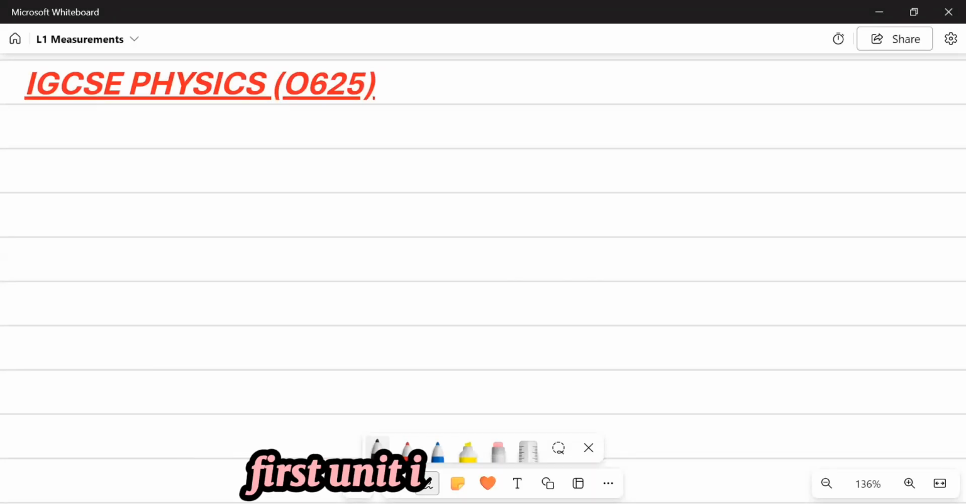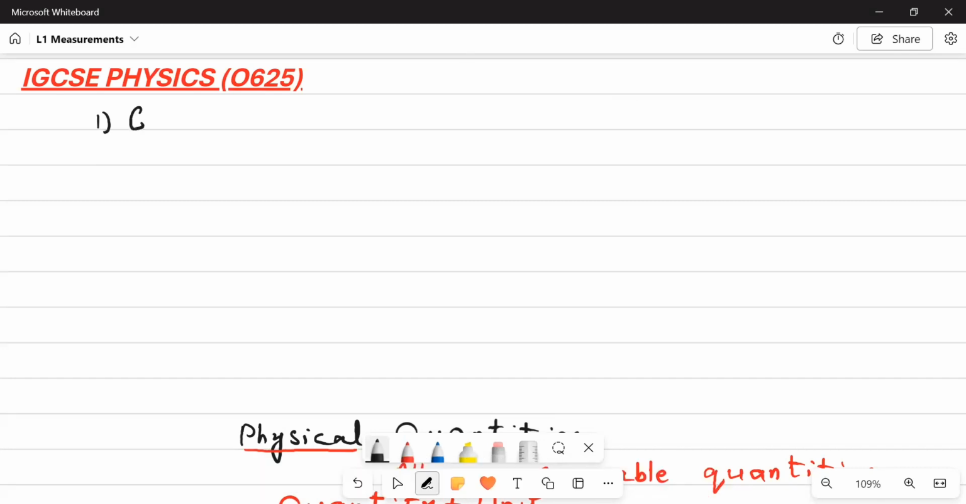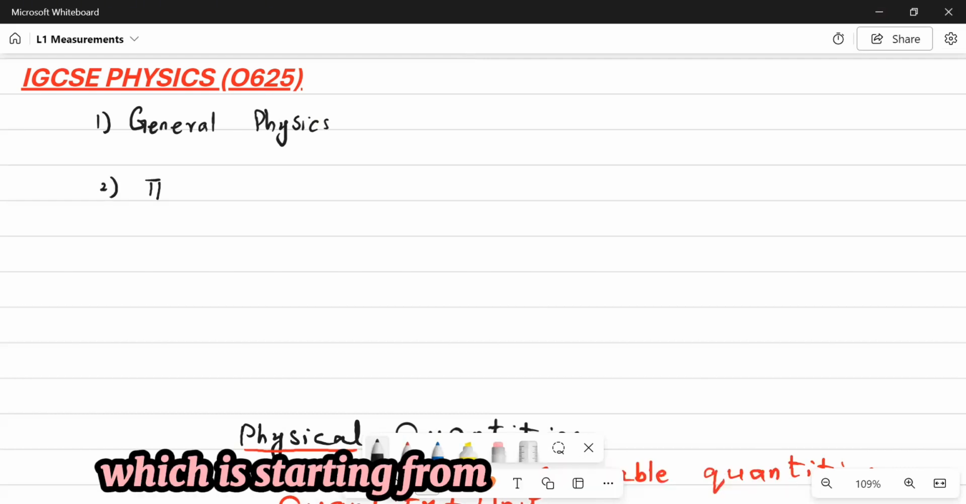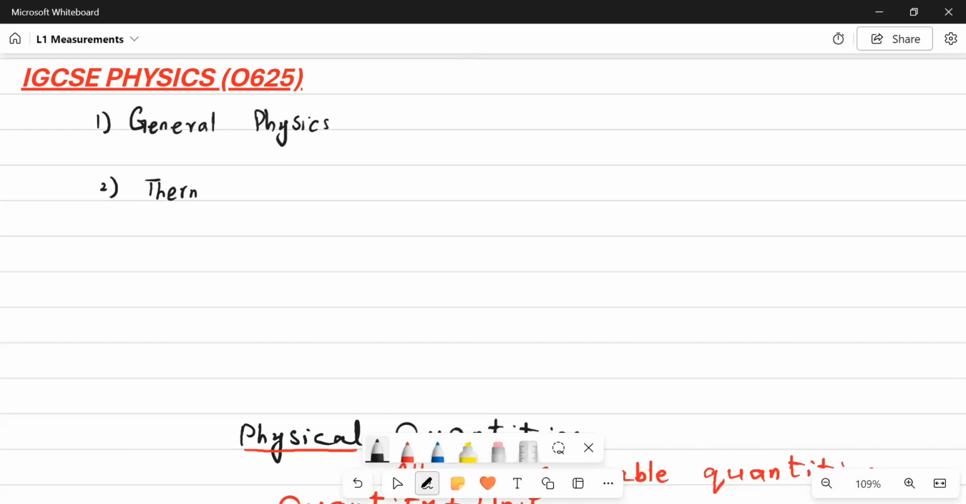So the first unit is general physics. In general physics, there are a total of 8 chapters. The second one is thermal physics, which starts from chapter number 9, and it contains a total of 3 chapters. And then the third unit is waves.